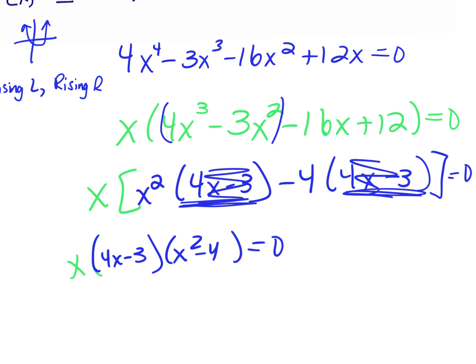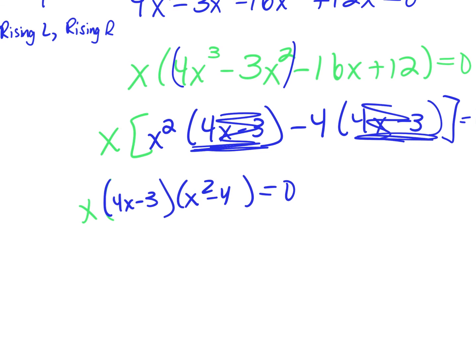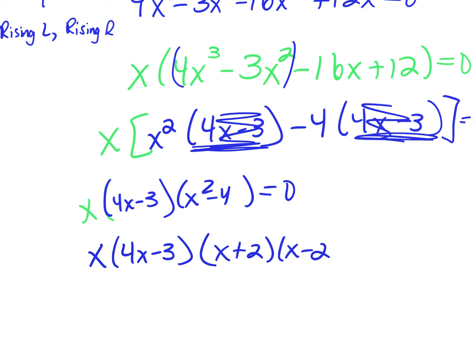Why not? X squared minus 4 is the what? Difference of 2 squares. Guys, think about this. You always have to say, can I factor a little bit more? This would be x, 4x minus 3, and then the difference of perfect squares would give me x plus 2 and x minus 2.